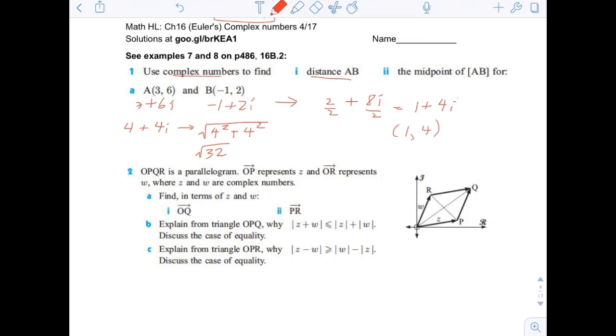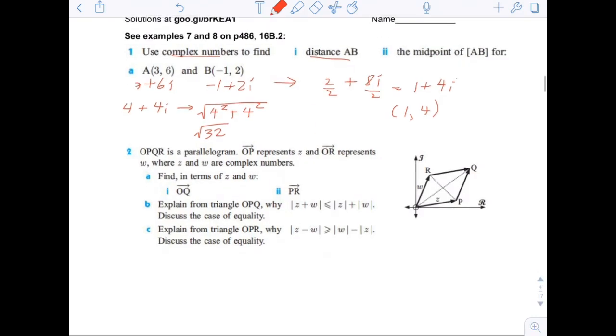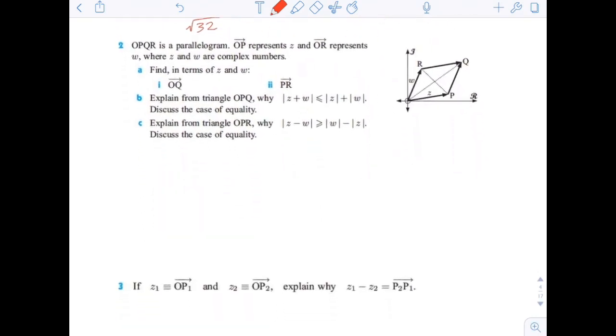So you can translate coordinates into complex numbers and then do complex number operations on them, and then you interpret the resulting complex number as coordinates. Number 2, OPQR is a parallelogram. OP represents Z, and OR represents W, where Z and W are complex numbers. So find, in terms of Z and W, OQ and PR.